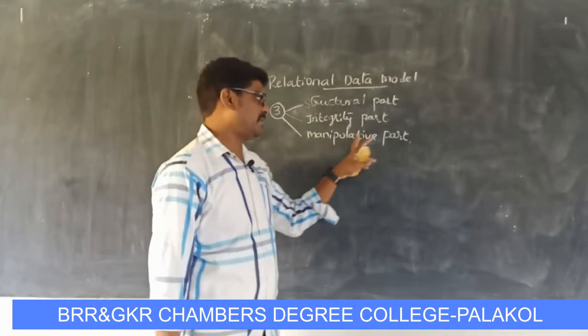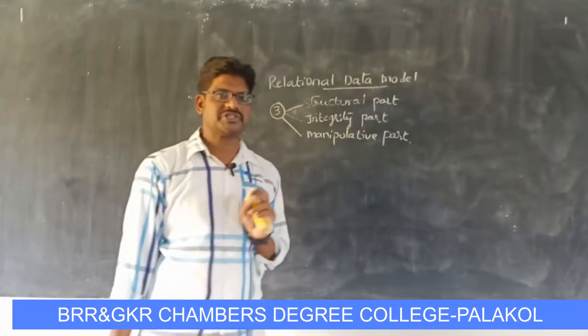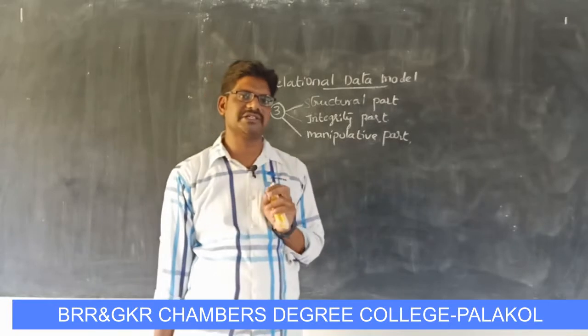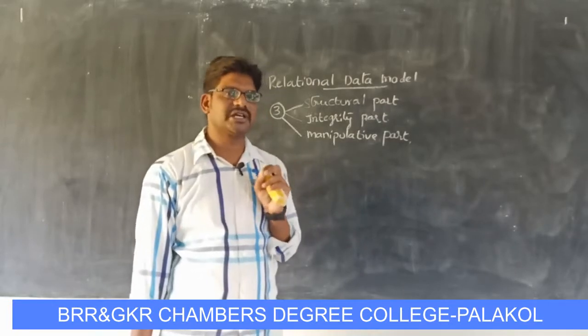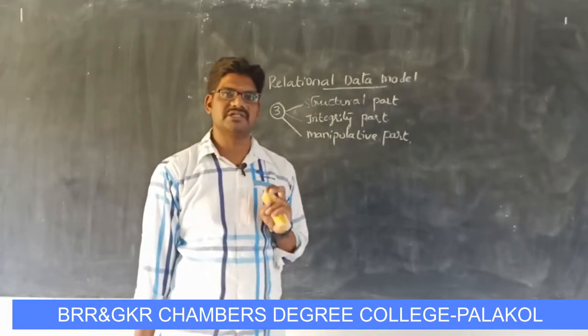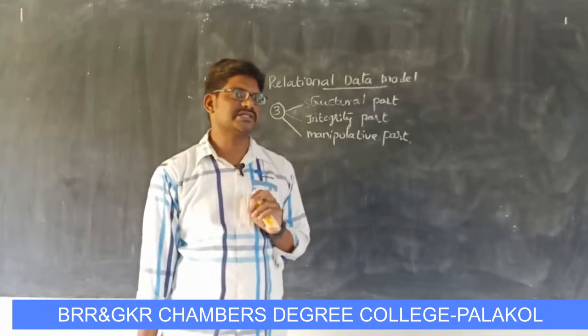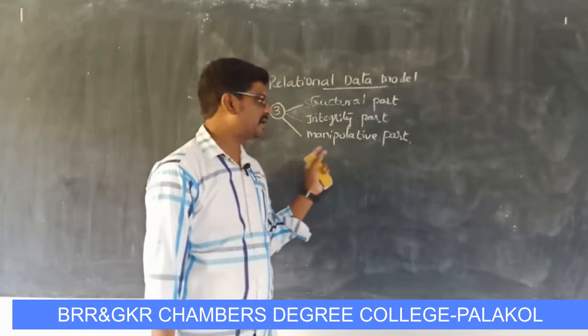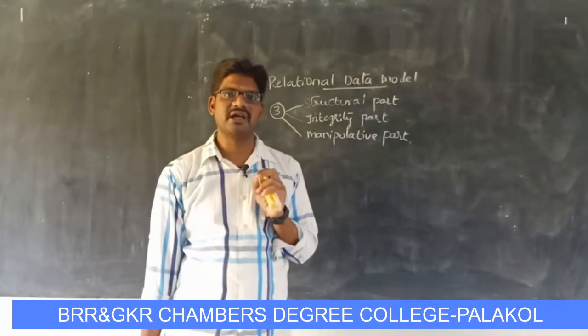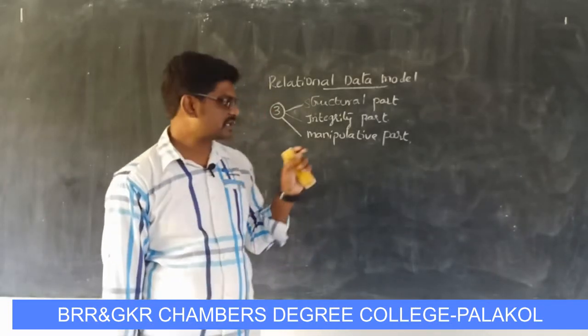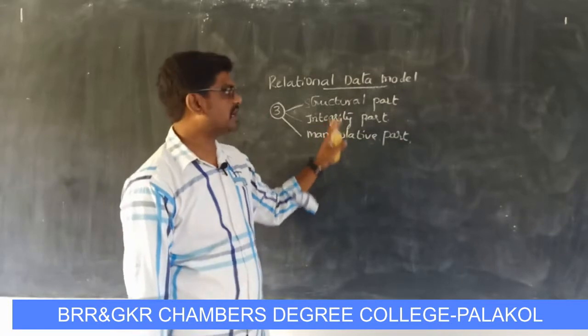Okay, next one, the manipulative part. Manipulation means changes. Within the relational data model, there are two languages, relational algebra and relational calculus, that are used to manipulate the data. So these are the three different parts of the relational data model.